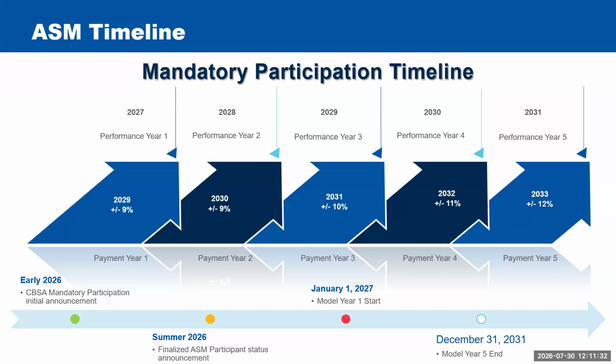You're going to start out at 9%, so that's very similar to what we see with MIPS. But it's going to escalate and stair step over the life of the model to ultimately having about 12% positive or negative risk associated with this particular model. And so that's something to consider, that there's a little bit more skin in the game with this than what we're seeing with traditional MIPS.